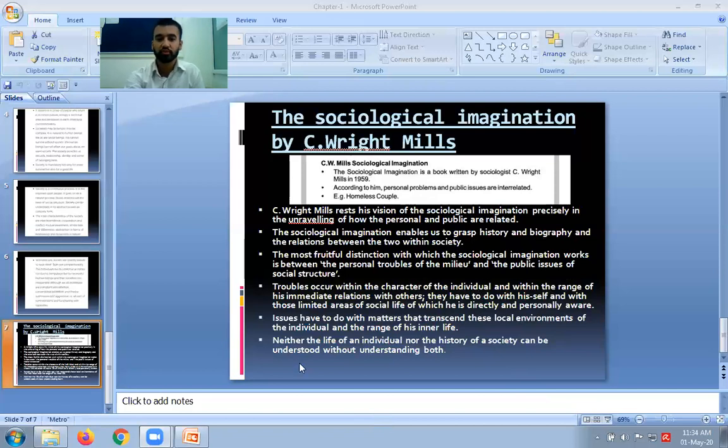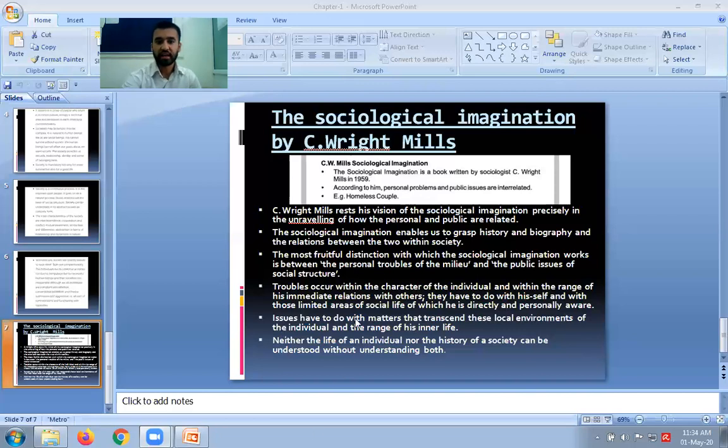And the public issues of the social structure. Public issues are always related to social structure, because under social structure we always have a broader sense of understanding things. We always have a broader view. That's the reason public issues are always related to social structure. If there is a problem in social structure, it will automatically come as a public issue. And if there is a problem in the social atmosphere or environment, then it will be a personal issue. Okay, so that's what you need to understand here.